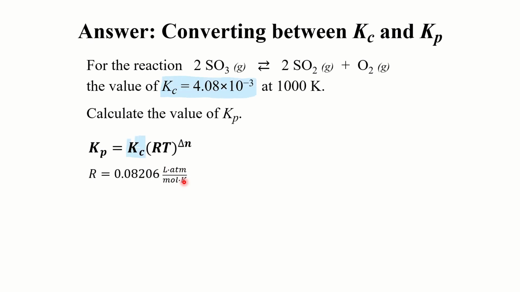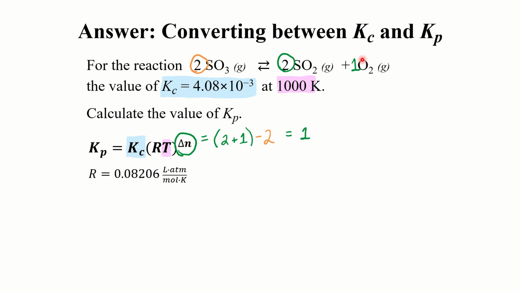All right, so we're being asked to solve for Kp. We are given Kc. R is a constant. We're given the temperature in Kelvin. Then we just need to solve for delta N. Remember that delta N is moles of gas. It's the difference in moles of gas between the products and the reactants.